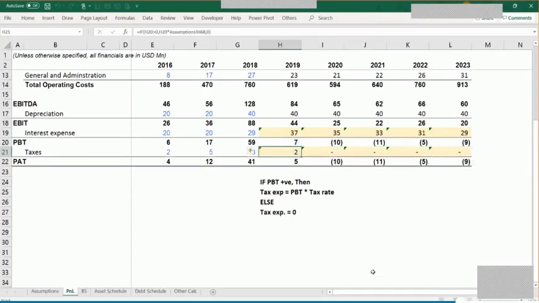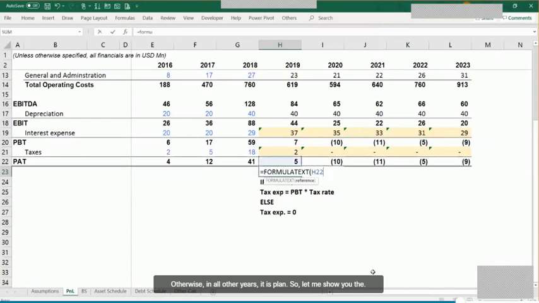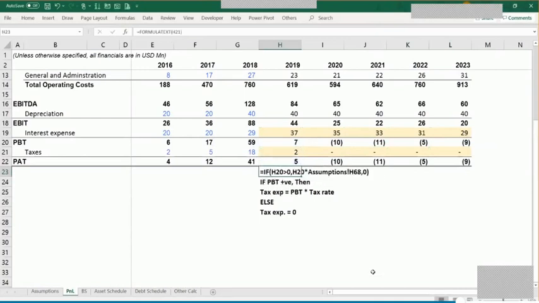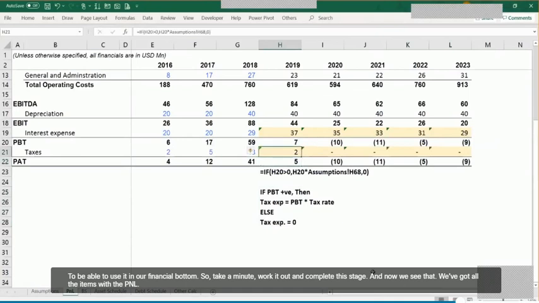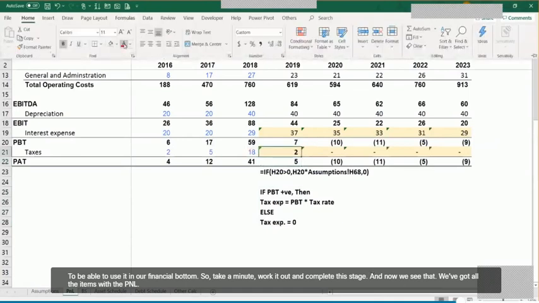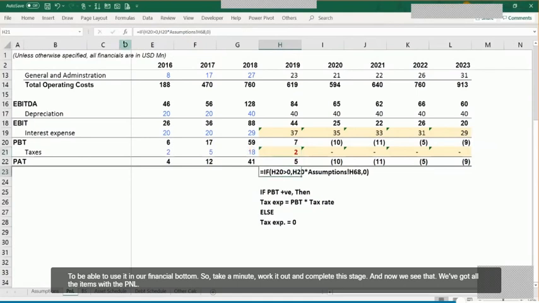Otherwise, in all other years, it is blank. So let me show you the formula here to be able to use it in our financial model. So take a minute, work it out, and complete the P&L till this stage. And now we see that we've got all the items of the P&L completed.